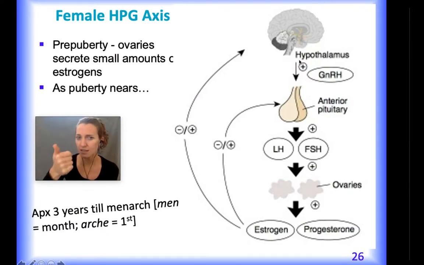And it's not an instantaneous process. It takes about 3 years till the first menstrual cycle. So menarche literally means arc, first month, the first menses. So if a female has their first menses or reaches menarche at 13, that means around the age of 10, their hypothalamus began to become less sensitive to estrogens so that they could make more, and they gradually increase estrogens in the blood.